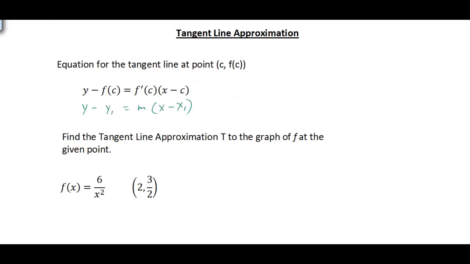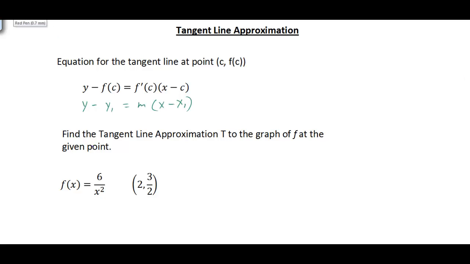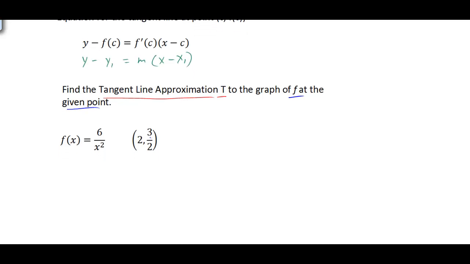The example we're given here is we want to find the tangent line approximation T to the graph of our function f at the given point. Our function is 6 over x squared, and our given point is (2, 3/2). So they want us to find the equation of the tangent line at this point. To do that, we need to find the slope of the line. Then we can use this point and the formula above to find the equation.